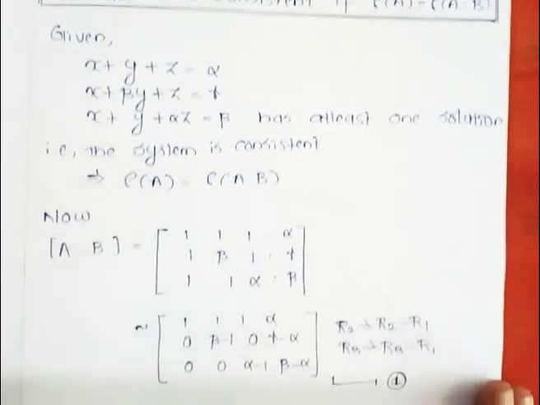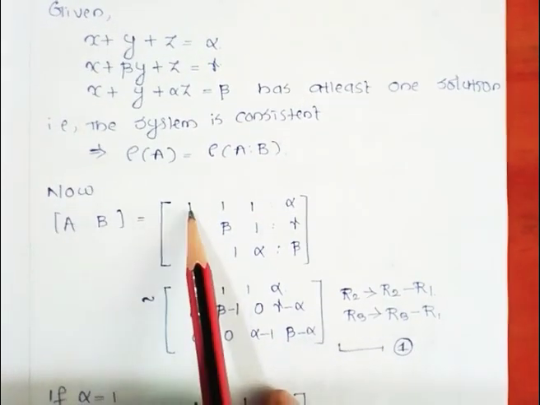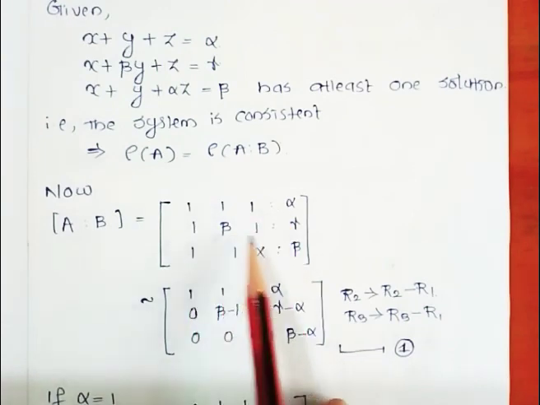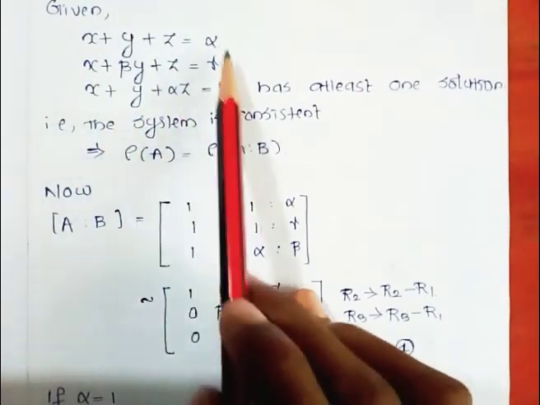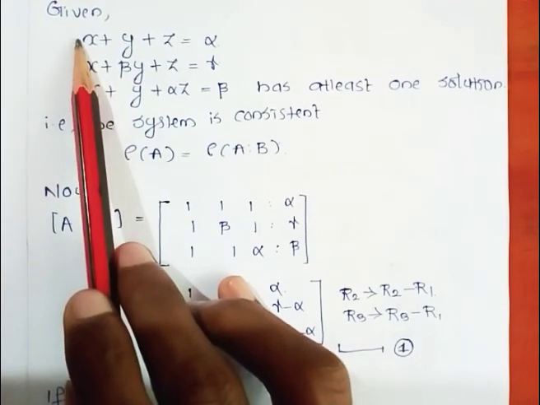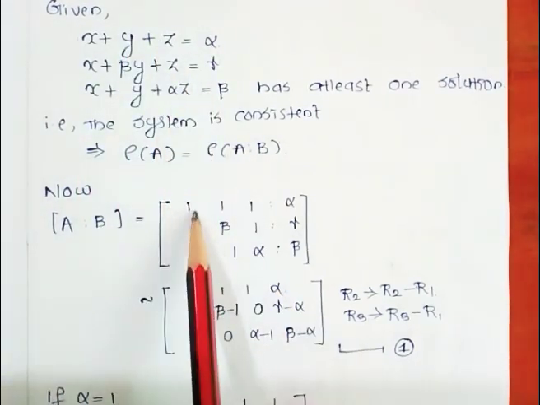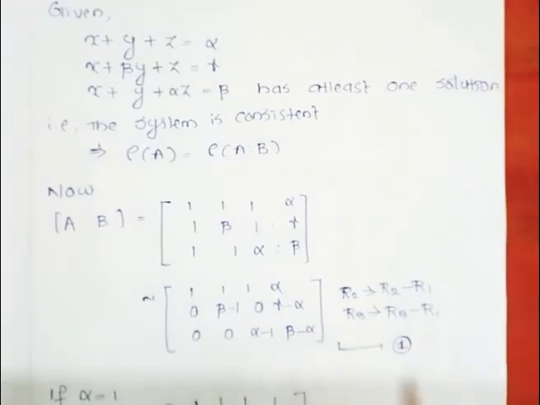Now we are considering our augmented matrix. The augmented matrix AB is equal to [1 1 1 alpha; 1 beta 1 gamma; 1 1 alpha beta]. We are writing the augmented matrix from here, with the coefficients of x, y, z as 1 1 1 and here the alpha. Similarly for the rest of these elements.